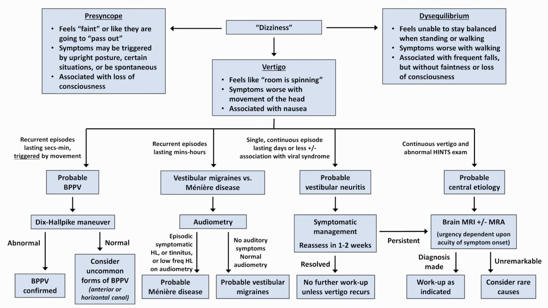Now, there's one big caveat to this algorithm. While the HINTS exam is believed to be very accurate at distinguishing central versus peripheral causes of vertigo, it's not perfect and is examiner dependent. This, combined with the fact that you really don't want to miss a posterior circulation stroke, means that if you are considering vestibular neuritis as the most likely diagnosis, but your patient is older, has stroke risk factors, and certainly if there are other neurologic signs and symptoms present, consider neuroimaging without first waiting 1 to 2 weeks.